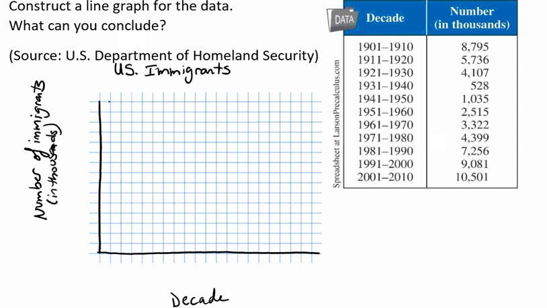So here we have our decades, our number of immigrants, and the title, U.S. immigrants. So we're going to begin by putting in our decades on the x-axis. And so we'll list each of these decades as its own line, or its own value. And because we're not starting at the beginning of time, we do need to show that there's a break in the graph to show that we're jumping to 1901.